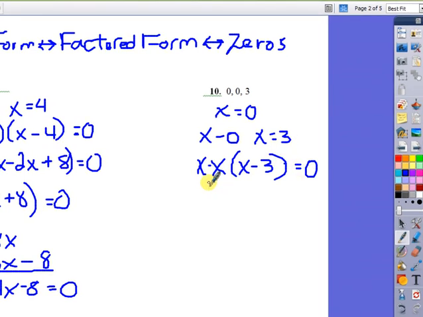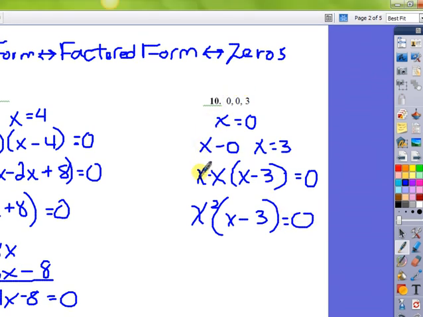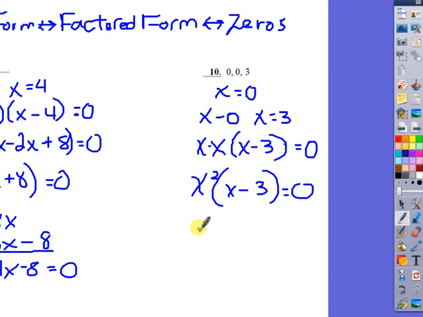And now I can just change that out to x squared times x minus 3. And you can see again, if I put this 0 in this place right here, the zero product property says if you multiply any factor by 0, your answer is going to be 0. So I can place this 0 in for this x. So that's why that's going to wind up being x squared.